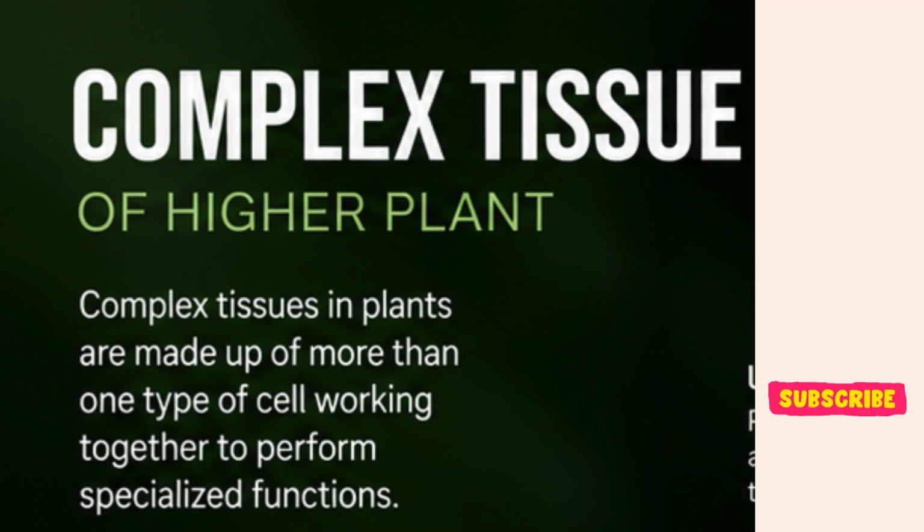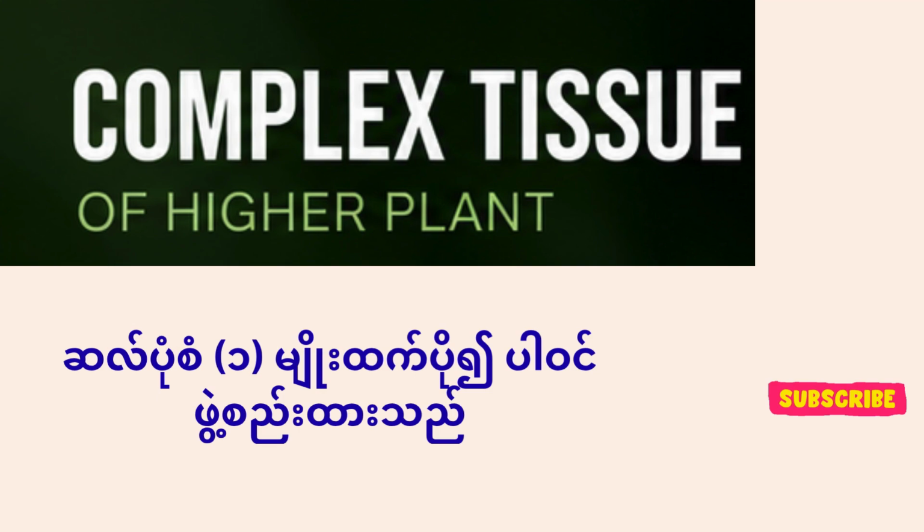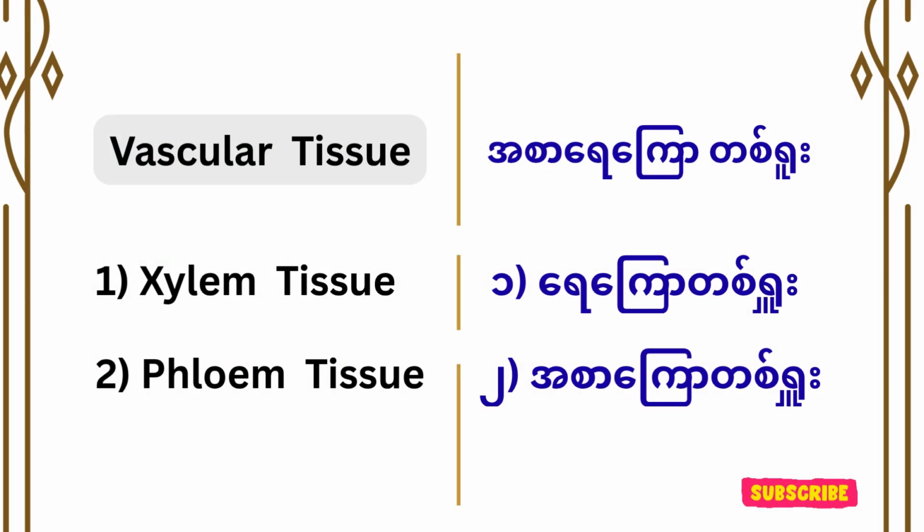Complex tissue, made up of more than one type of cells. Vascular tissue: xylem tissue, phloem tissue.